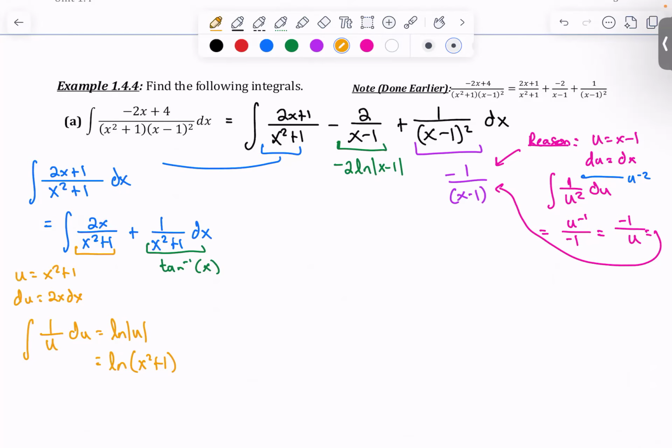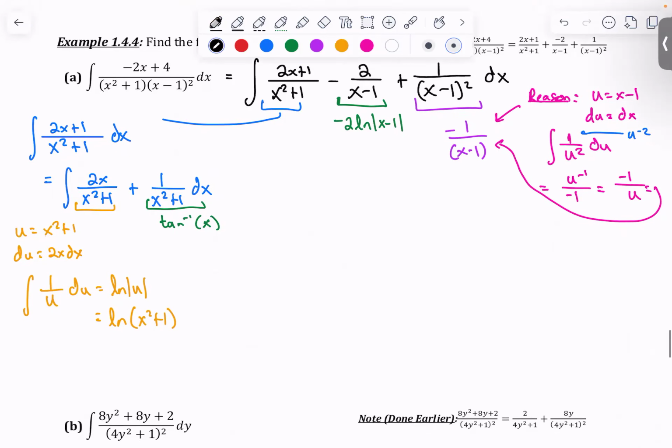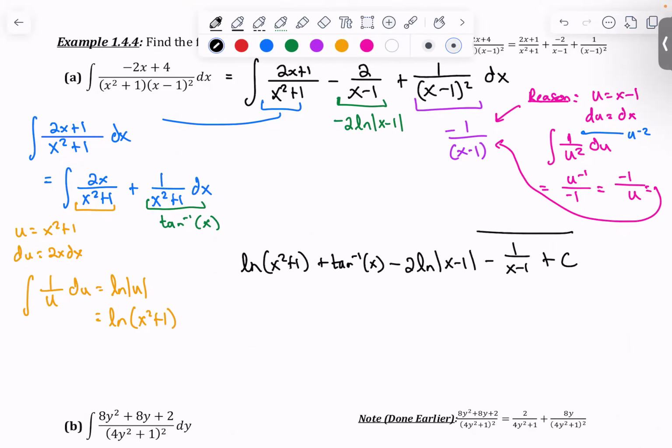But anyways, we have everything we need. So let's bring it all together. We've got natural log of x squared plus 1 plus tangent inverse of x minus 2 natural log of the absolute value of x minus 1 minus 1 over x minus 1 plus a constant c.